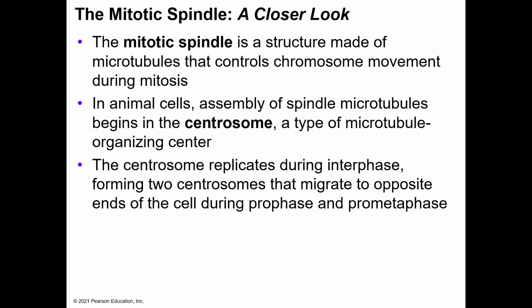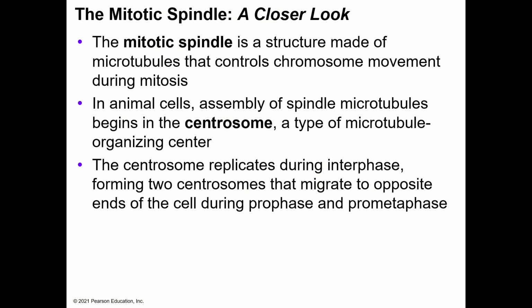The mitotic spindle, a closer look. The mitotic spindle is a structure made of microtubules that controls chromosome movement during mitosis. In animal cells, assembly of spindle microtubules begins in the centrosome, a type of microtubule organizing center.